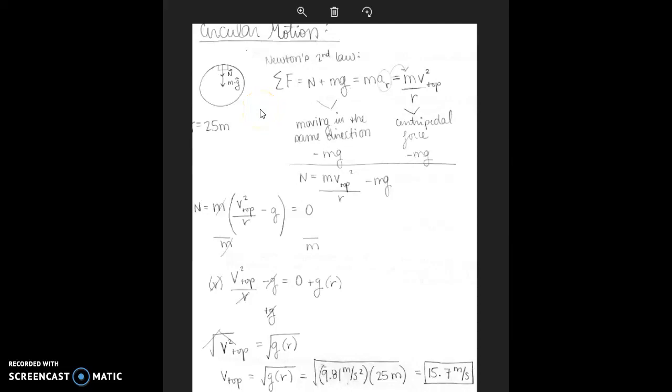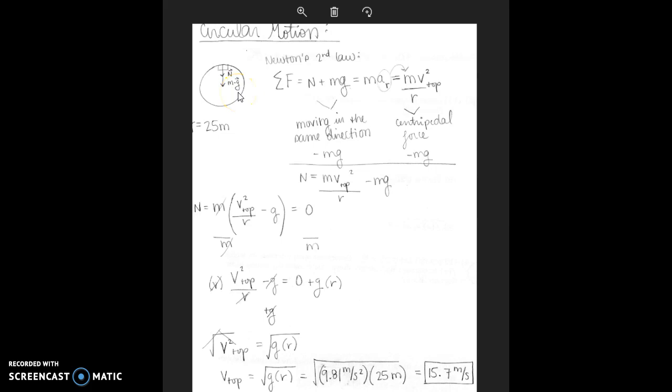So this physics question asks us what the minimum speed is that a cart on a roller coaster can move at so that it doesn't lose contact with the track. It tells us that a roller coaster is moving in a vertical loop, or a vertical circle. So it's going to come up like this and move around and then come back down like this. So the motion is in a circle.